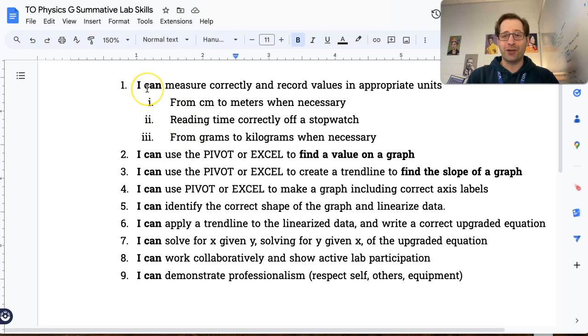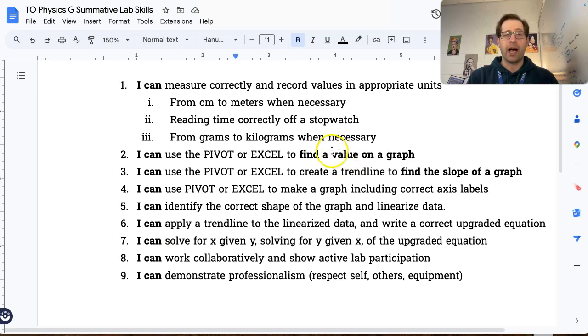So for example, measurement. I'm going to show you some of the things to look at for that. Also using the Pivot to make a graph with a data table, find the slope of the graph, using the Pivot to identify your labels, and also the shape of the graph and linearizing your data. Using then that linearized data to produce an equation, and then using that equation to figure out a prediction, or using the upgraded equation as well.